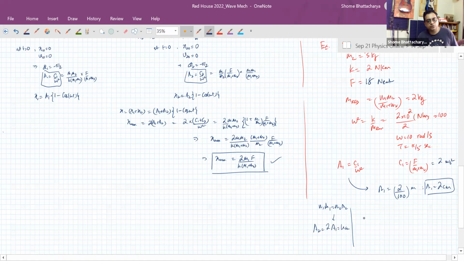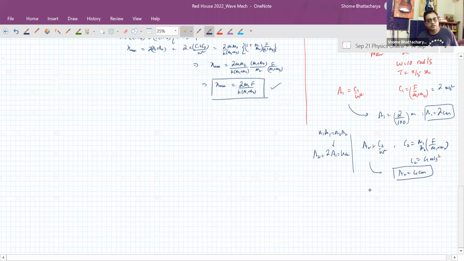But let's check out the value of A2 this way also. So A2 from here is C2 by omega square, and C2 would be M1 by M2 times F upon M1 plus M2. So C2 would be 4 meters per second square. So the second one's amplitude would be 4 centimeters.